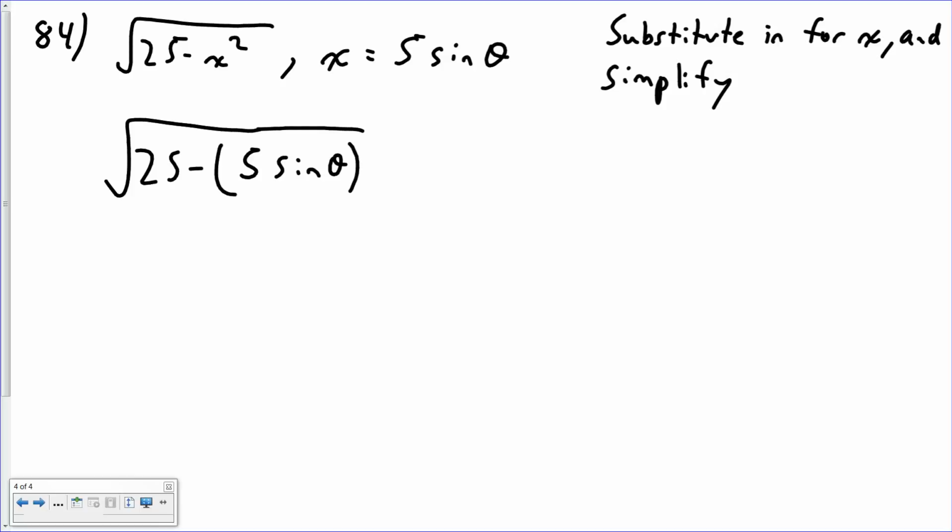Be very careful with parentheses. With the usage of parentheses, I'm not going to make the mistake of not squaring that 5. It squares everything that x is equal to. So at this point, it becomes 25 minus 25 sine squared theta.